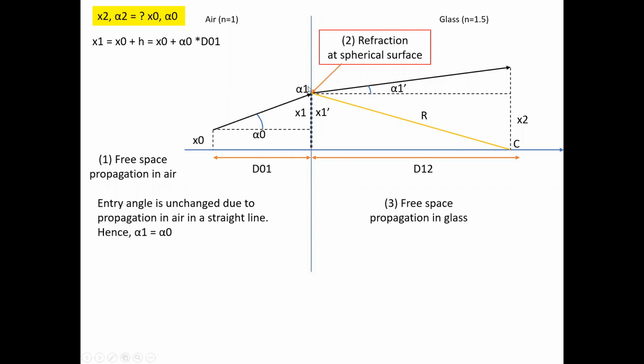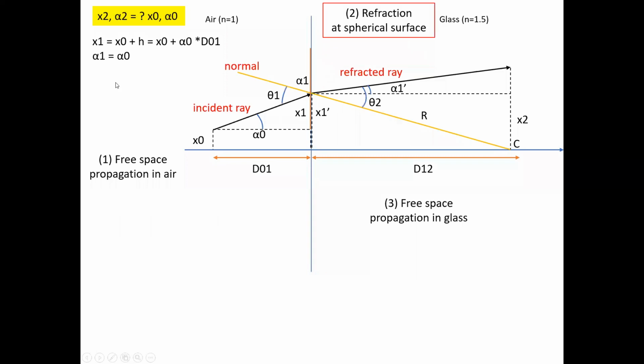So alpha 1 equals alpha 0, same angle. So I will save that over here as well as the second equation. That's done for free space propagation in air. Pretty simple. Second is the refraction at spherical surface.